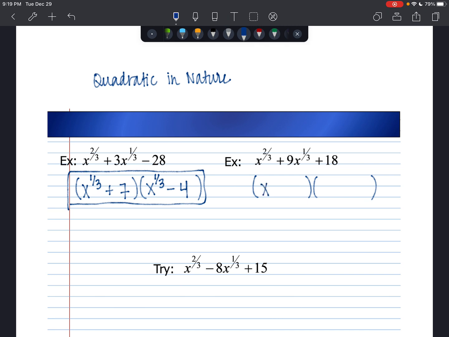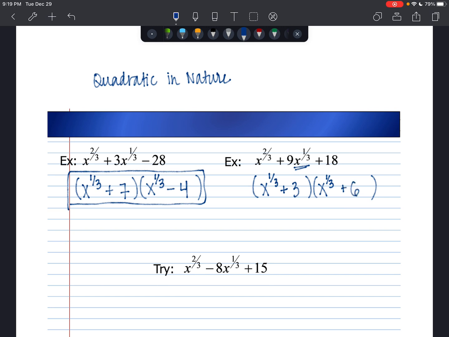How do we get back to x to the 2/3? Well, we're going to multiply x to the 1/3 times x to the 1/3. That's going to allow us to have outer and inners that are going to have an x to the 1/3. What combination multiplies to be 18 but adds to be 9? That's going to be +3 and +6.